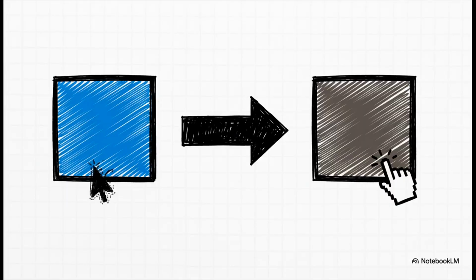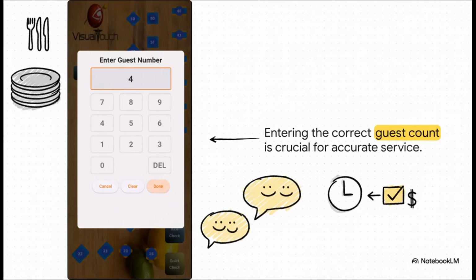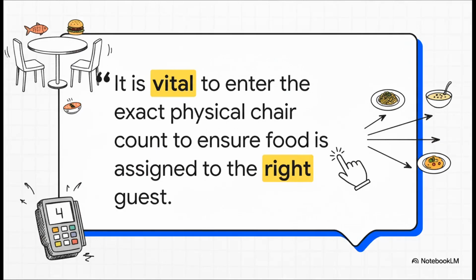Did you see that? The second you tapped it, the color flipped from blue to this kind of brownish gray. That's the system telling you, yep, I got it, you've selected table 53. It's a nice little confirmation before you move on. Okay, so with the table selected, the system automatically asks for the next piece of info it needs, which is, you guessed it, how many people are sitting at the table. Okay, and I really want to stress this part. It is so important to enter the exact number of guests. We're talking about the actual physical chair count.